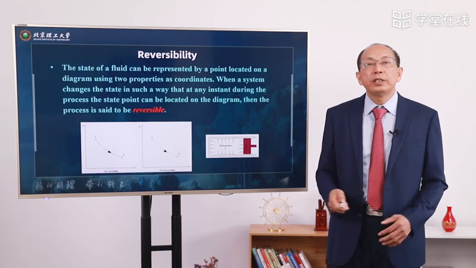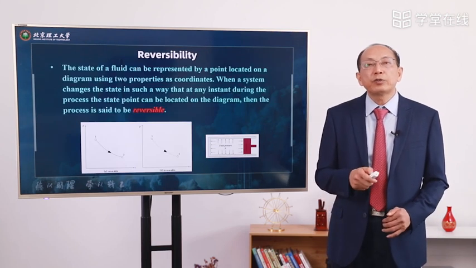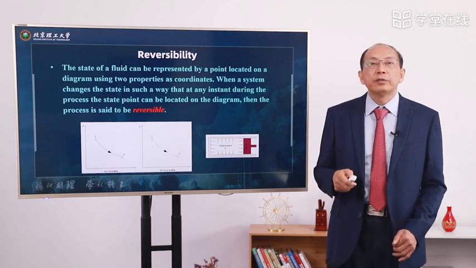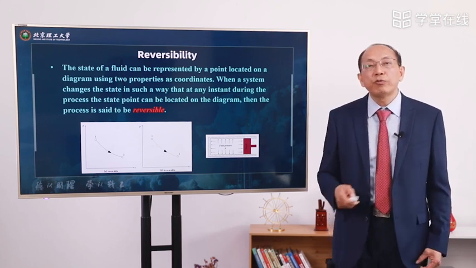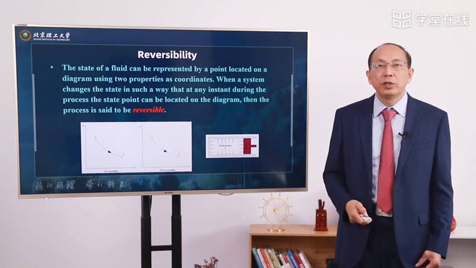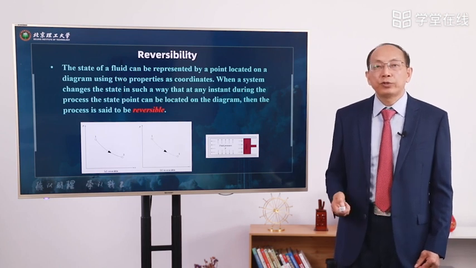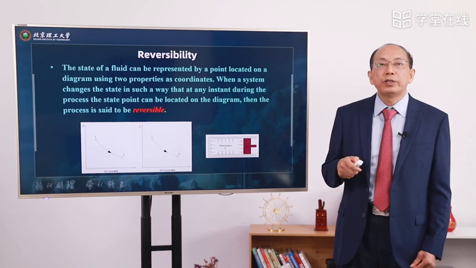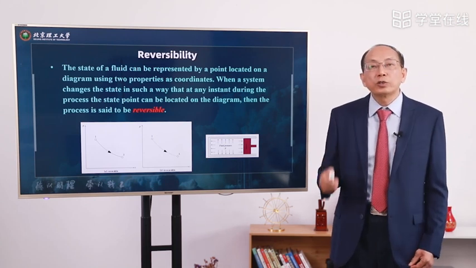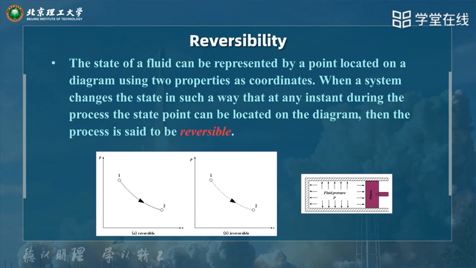If there is some change in the system, different changes have different characteristics. One very typical change is the reversible change process. So here we discuss reversibility. The state of a fluid can be represented by a point located on a diagram using 2 properties as coordinates.